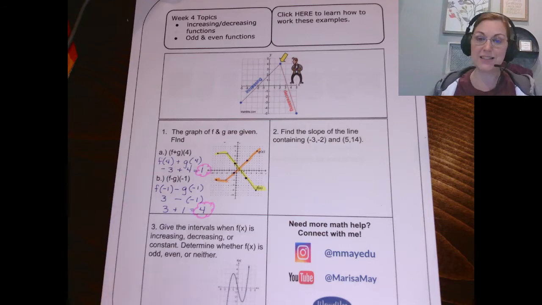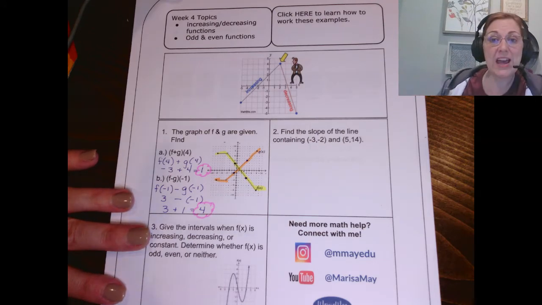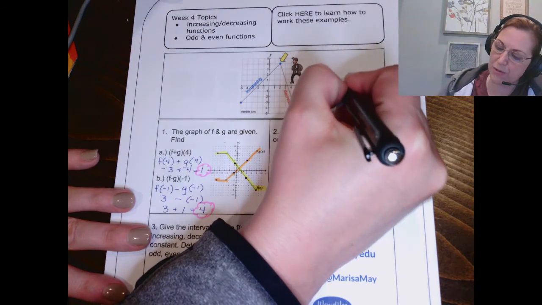Now let's move on to problem number 2. We're asked to find the slope of the line containing these 2 points. We have used this formula before, so I'm going to add it to our notes section.